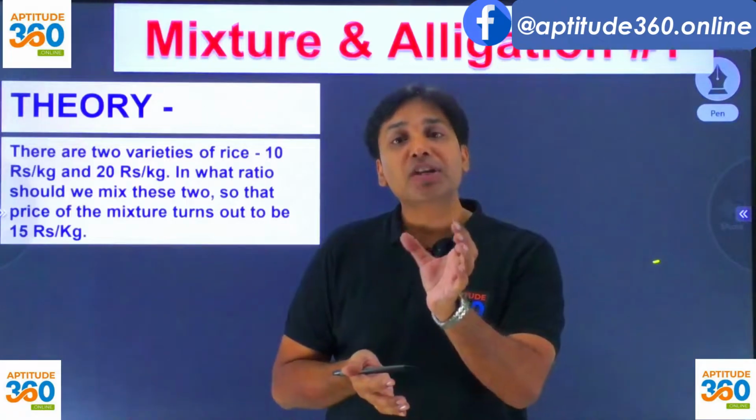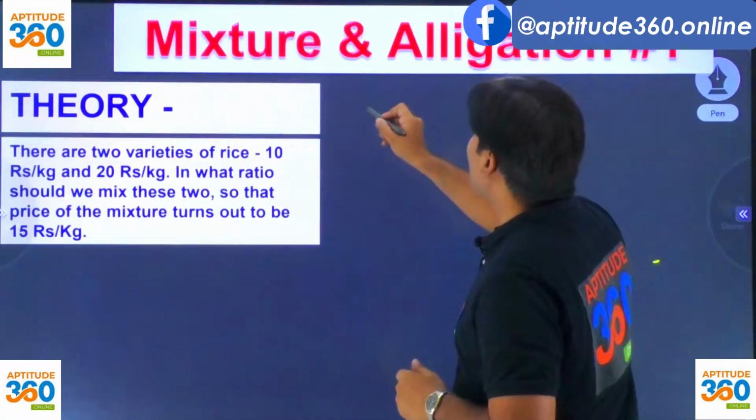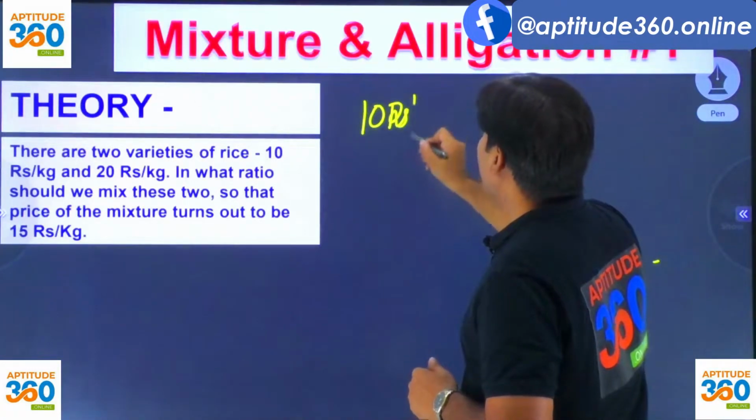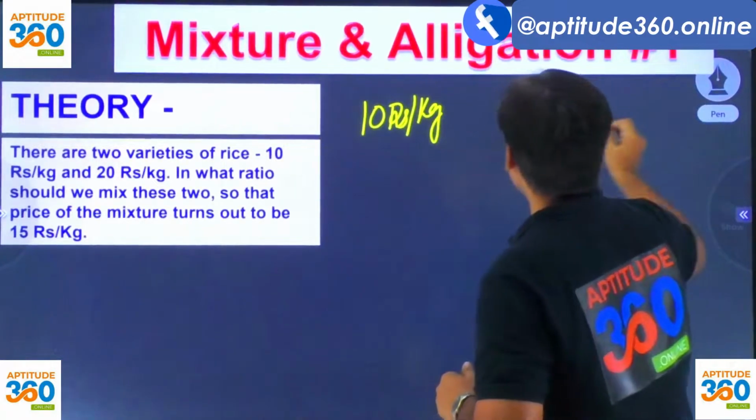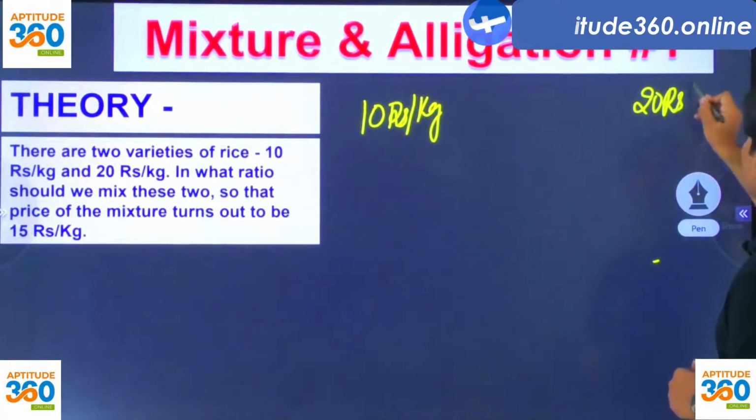तभी आप mixture वाले formula को use करते हो. So what does this problem say? That you have got two varieties of rice, 10 rupees per kg and then 20 rupees per kg.